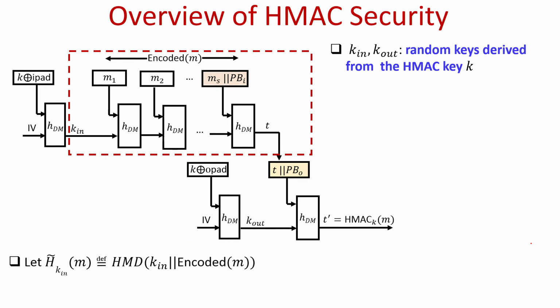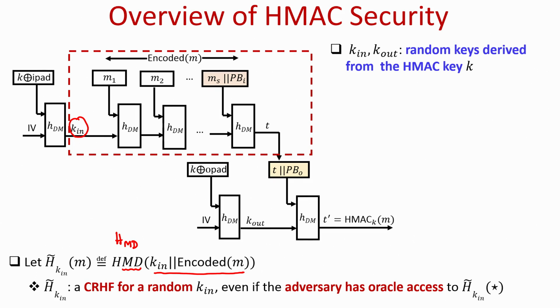Now, let us focus on the inner layer of the hashing. Again sorry for the typo here, this should be h sub md. Basically this denotes the Merkle-Damgard transformation. So, what we are doing in the inner layer of hashing is a Merkle-Damgard transformation on the input k in concatenated with the encoded m. The only difference now is that instead of a fixed IV, which is all zeros in the case of the Merkle-Damgard transformation, the IV with which we are triggering the Merkle-Damgard transformation is a derived key k in.